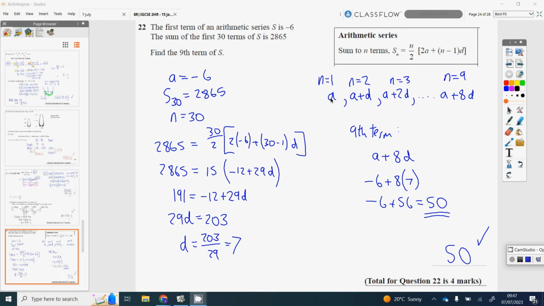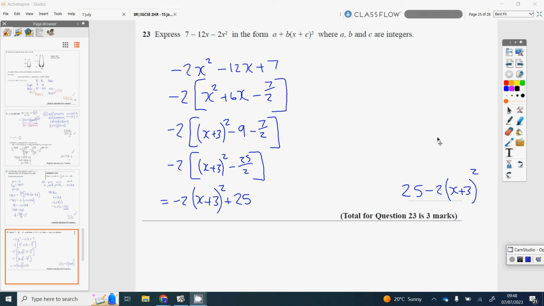And this is the first term, n being 1, n being 2, the second term, n being 3. And note the difference between the number of d's and the term number. The number of d's is always one less than which term it is. So for the 9th term, when n is 9, we need to work out a plus 8d. So a is minus 6 from the question. We've just worked out d is 7. Substituting that in, we find that the 9th term is 50.